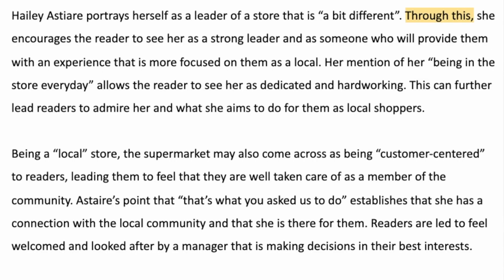The reason that she said that it's a bit different is because she wants to encourage the reader to see her as a strong leader, and as someone who will provide them with an experience that is more focused on them as a local. And so right off the bat here in this first paragraph, I've got two ways that language has worked to influence a reader, or two ways that I have been able to point out that she has used a certain quote and done a certain thing, used a certain argument, this idea of putting herself out there as a certain type of person, and I've been able to analyze the intended effect of why she has done that. That is argument analysis.